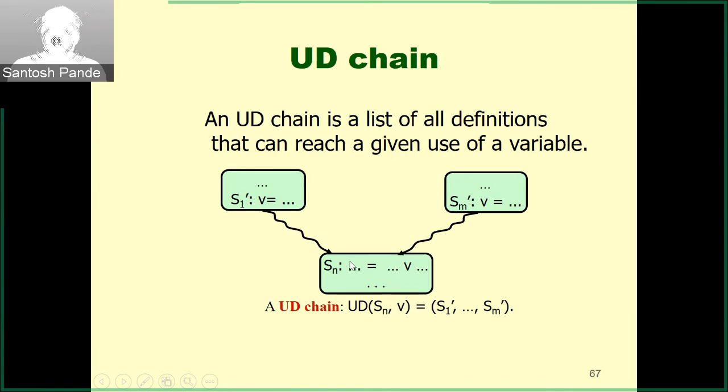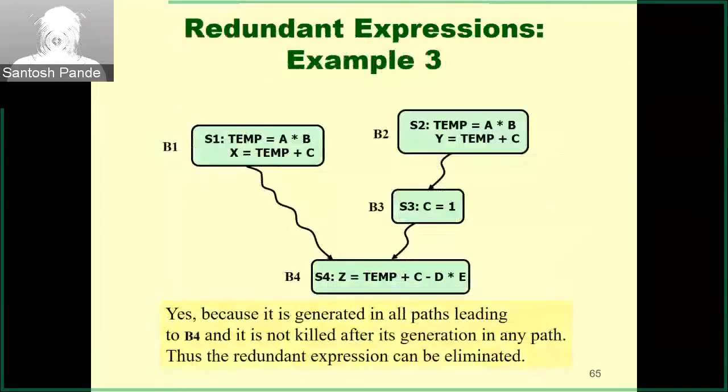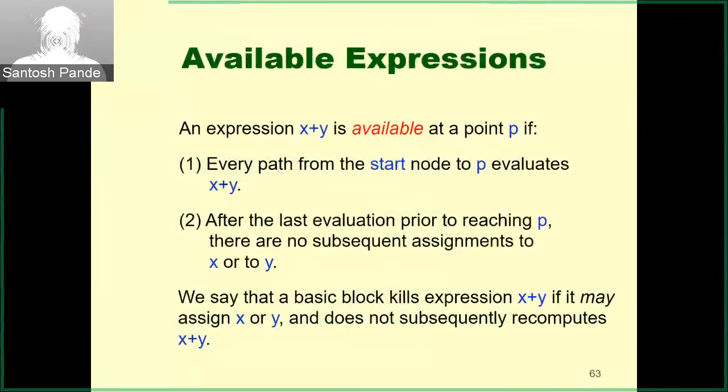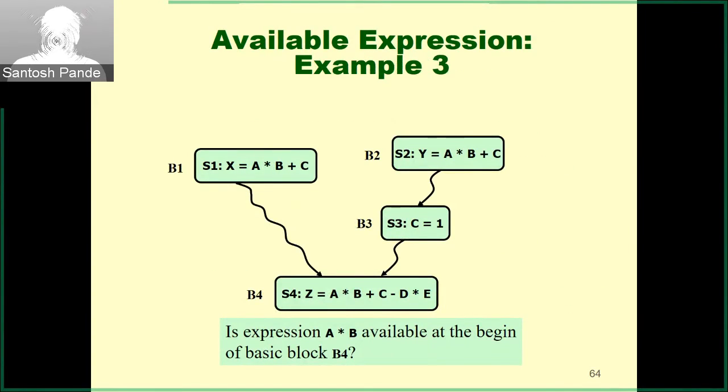So after the last assignment point, there is no change to either one of the X or Y's. That's the important condition for availability of an expression. And that really helps us to get rid of redundancy and so on. So let us look at certain examples here of what is going on.